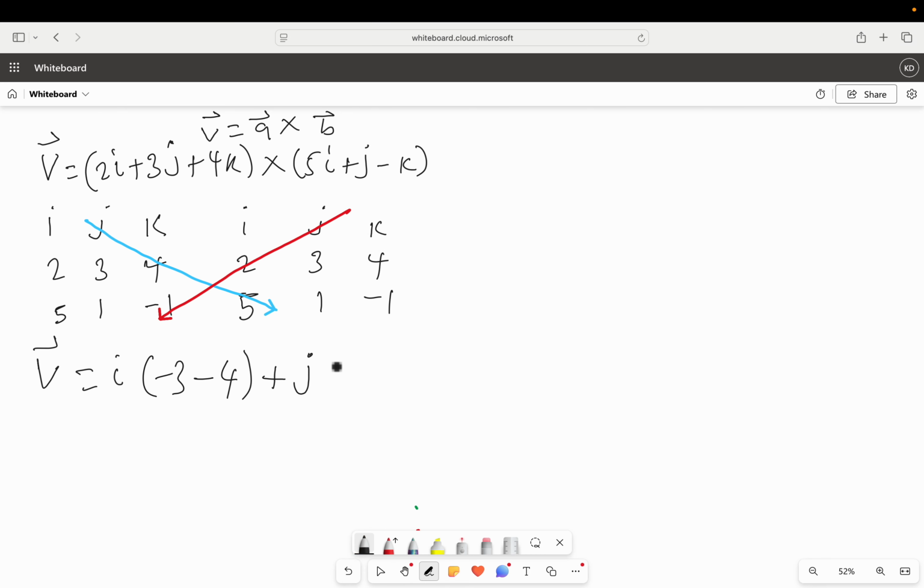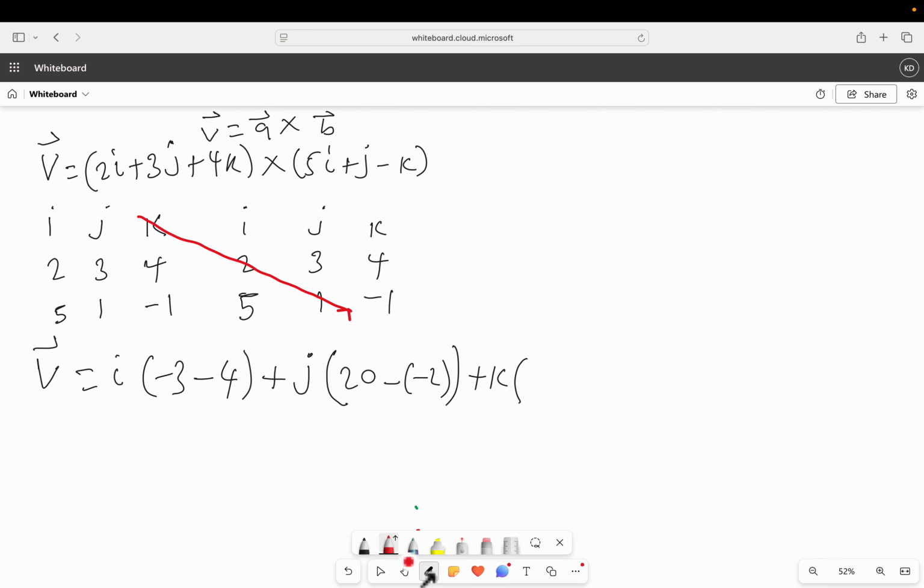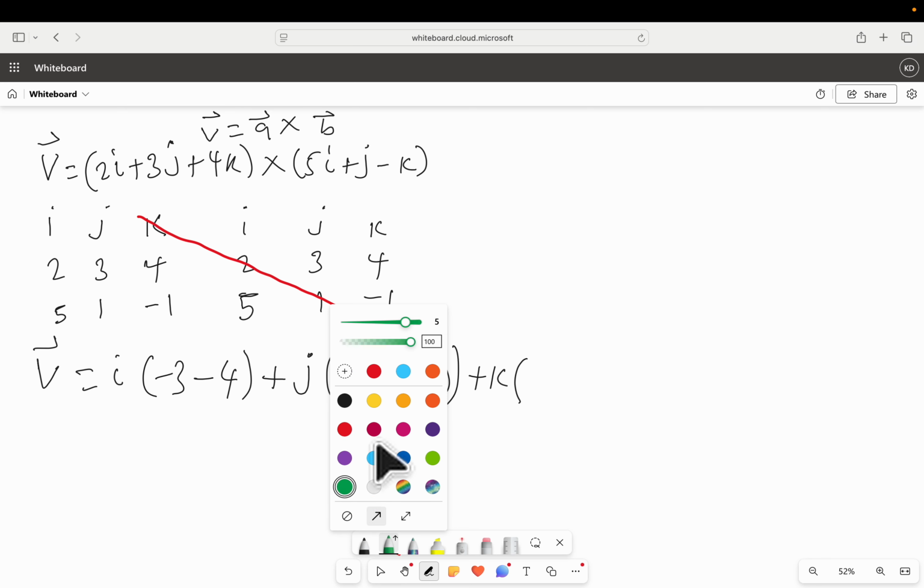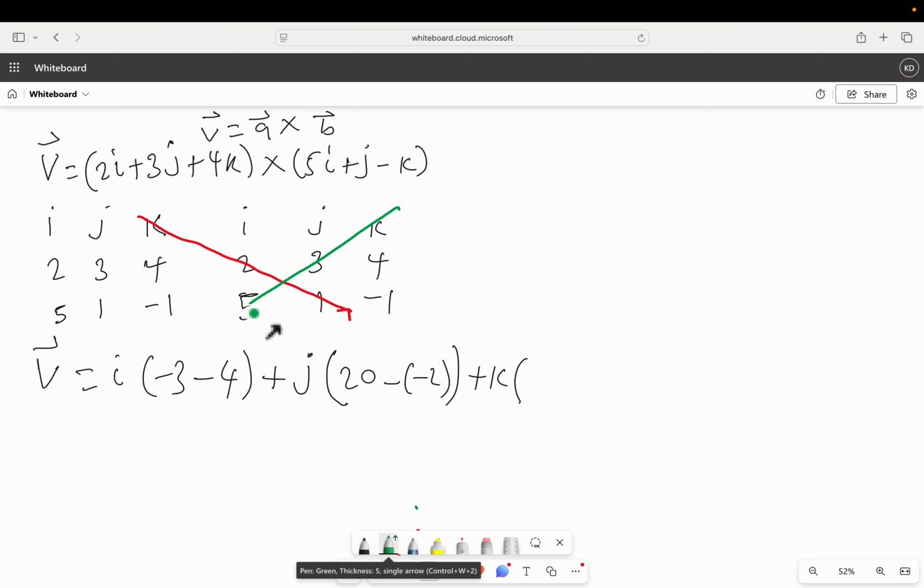So I will just have my multiplication, 4 times 5, which is 20. Then minus, I will have 2 times minus 1, which is minus 2. Finally, I will have my k vector, and I will draw the diagonal again for the k. So it will just be this one. Then the other diagonal, I will just have from here to here. So I will just end up with 2 times 1, which is 2, minus, then I will have 3 times 5, which is 15.